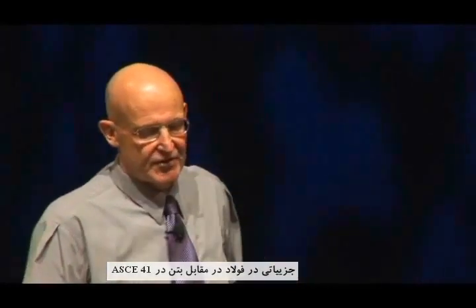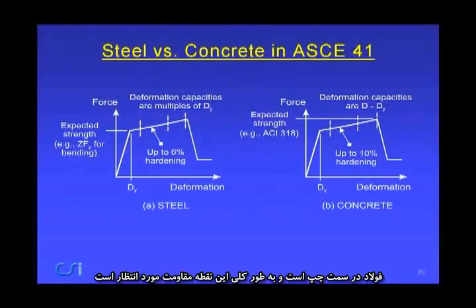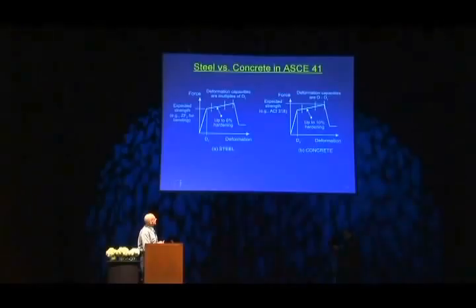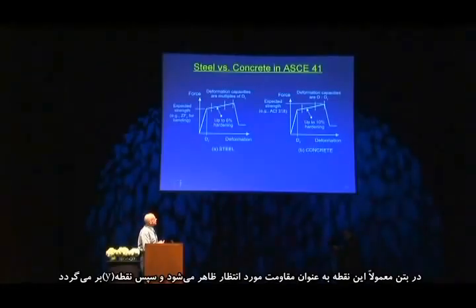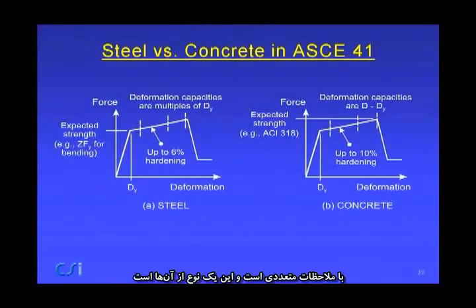One little detail about steel versus concrete in ASCE 41. The steel on the left, and typically at this point here is the expected strength, and then you have some strain hardening possibly beyond that. In concrete, this point up here is usually the expected strength, and you come back to the Y point. You just have to be a little bit careful there. ASCE 41 deals with steel and concrete rather differently in a number of respects, and this is one of them.